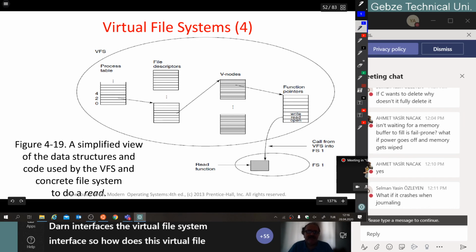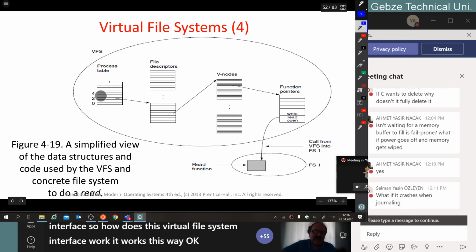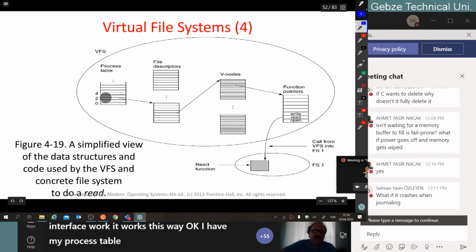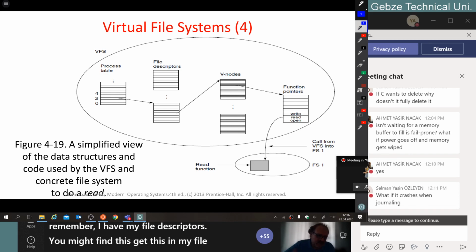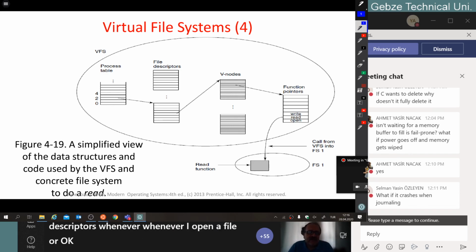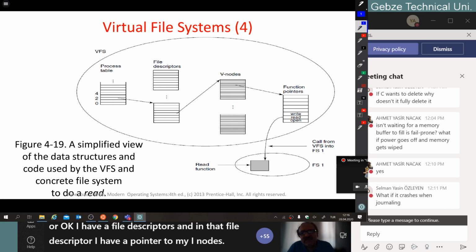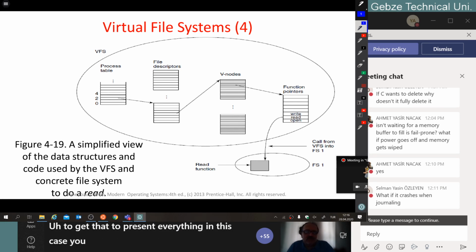It works this way. I have my process table. Inside my process table, for each file, if you remember, I have my file descriptors. Whenever I open a file, I have a file descriptor, and in that file descriptor, I have a pointer to my inodes to get the attributes and everything. In this case, you have a pointer to vnodes. That's the virtual file system node, and those vnodes are different for each file system.